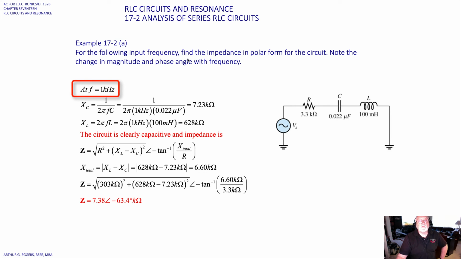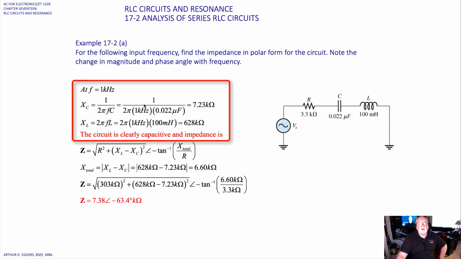For the following input frequency, find the impedance in polar form for the circuit. Note the change in magnitude and the phase angle with the frequency. We're given our values in henries and farads, so we're going to have to convert those, and at a frequency of 1 kHz we will calculate those values. X sub C at 1 kHz gives us 7.23 k ohms. X sub L at 1 kHz gives us a value of 628 k ohms.